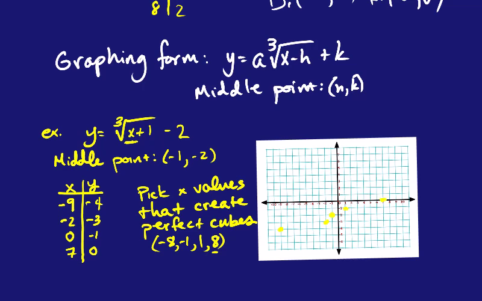So as long as you use these perfect cubes, you should walk away with a nice looking graph. Just remember the middle point is at (h, k), and that the perfect cubes that you want to create underneath the radical are -8, -1, 1, and 8. And it should give you a graph that looks like this every single time.